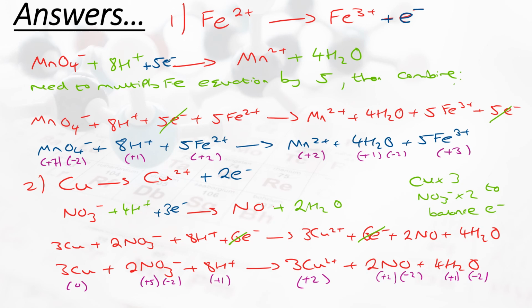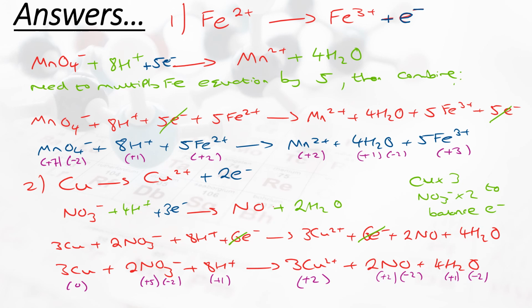And overall, our balanced redox equation becomes MnO4- + 8H+ + 5 Fe2+ goes to Mn2+ + 4H2O + 5 Fe3+. And in purple there I've just included what the oxidation state of everything is. You can check these for yourself and have some extra examples of working them out if you'd like.